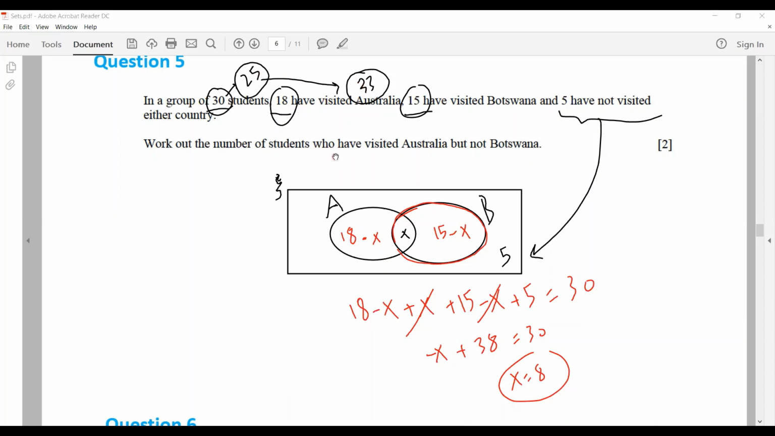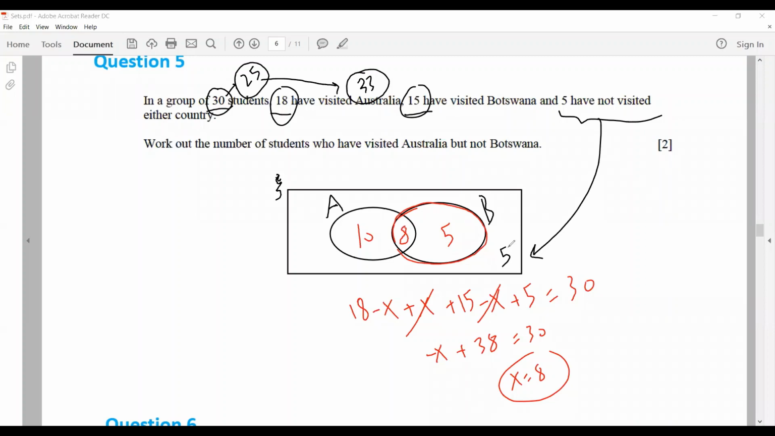But now they want the students who have visited Australia, but not Botswana. So meaning only this region. We know the value for X. If you subtract that from 18, you get 10. So the final answer in this region is 5, and this region is 10. And X is also 8.